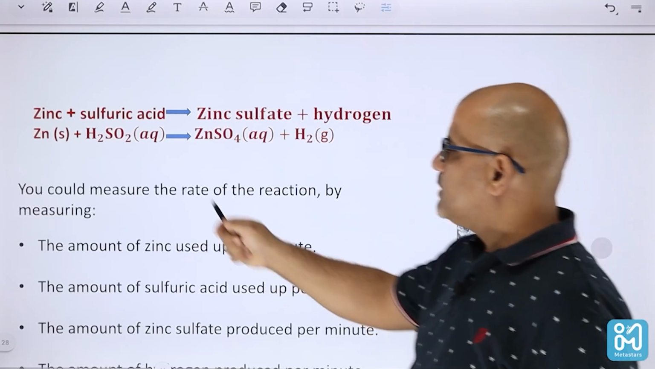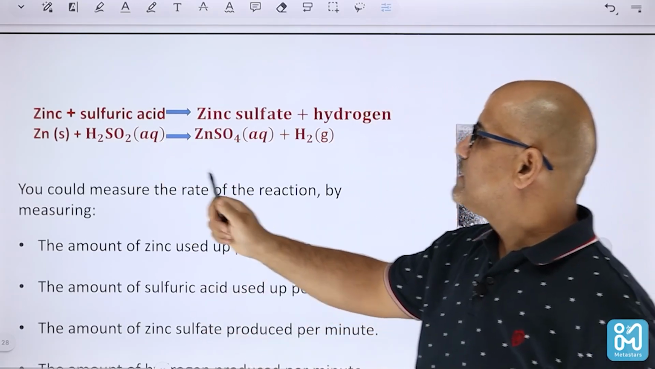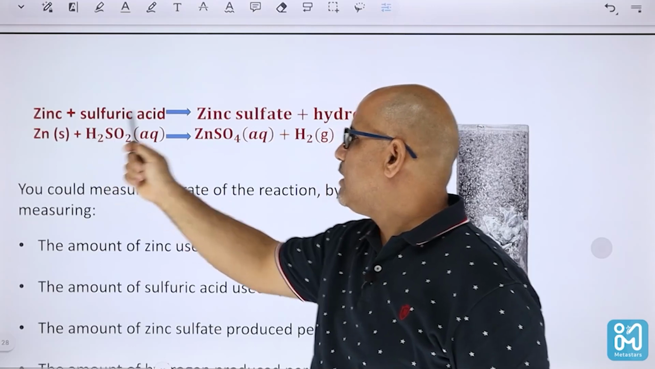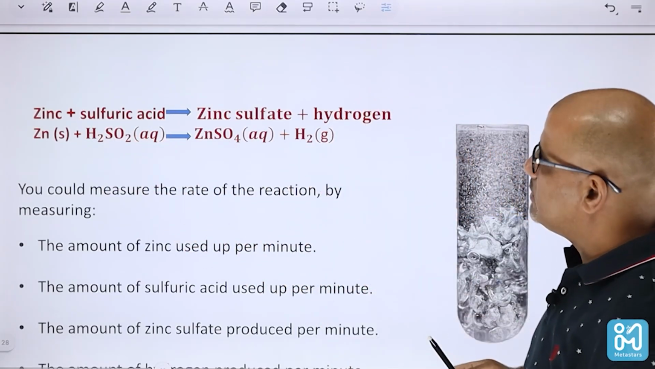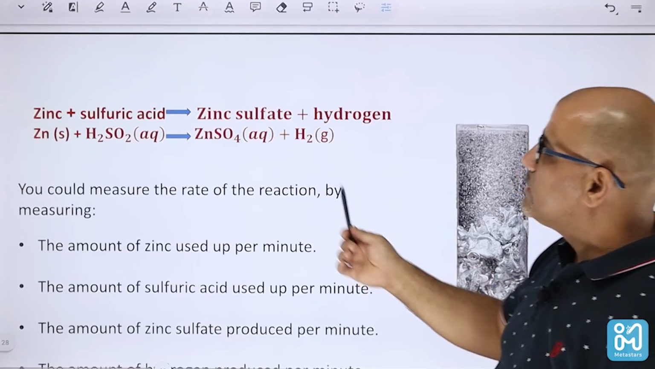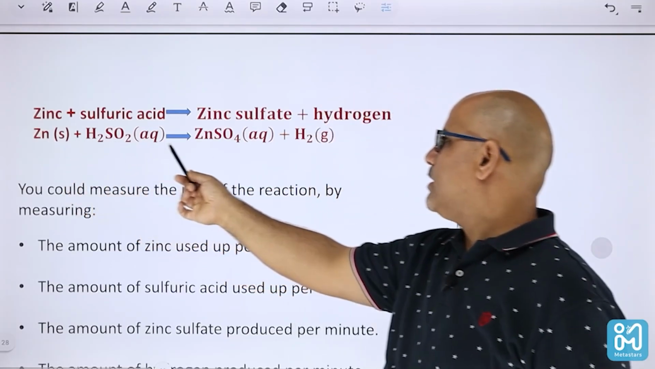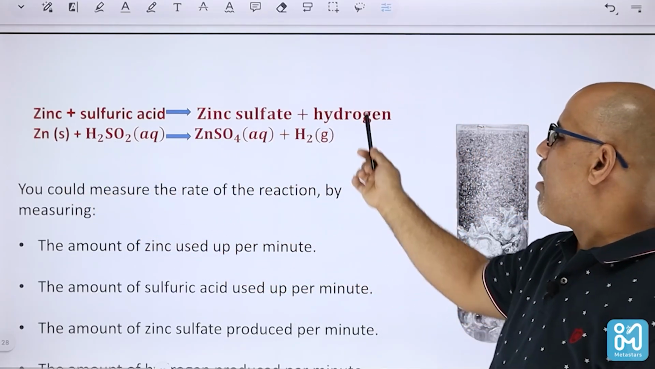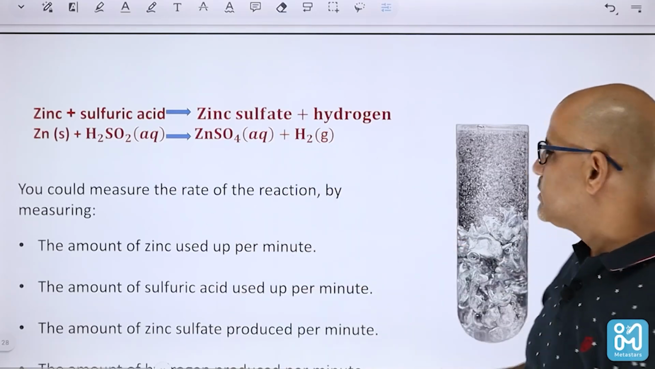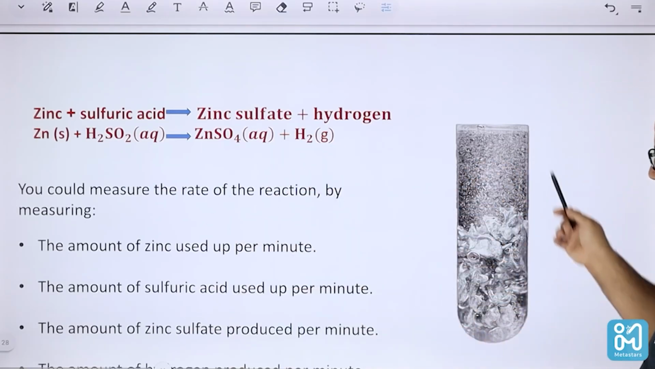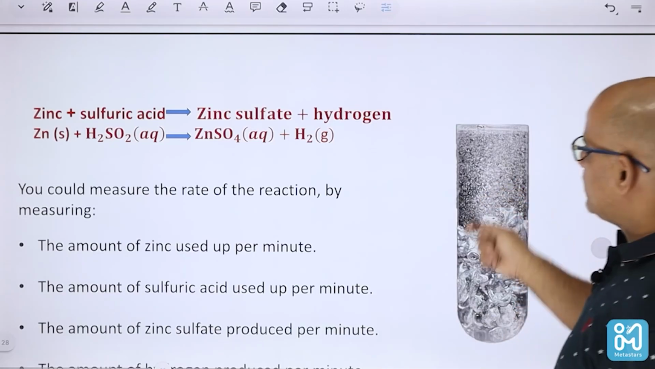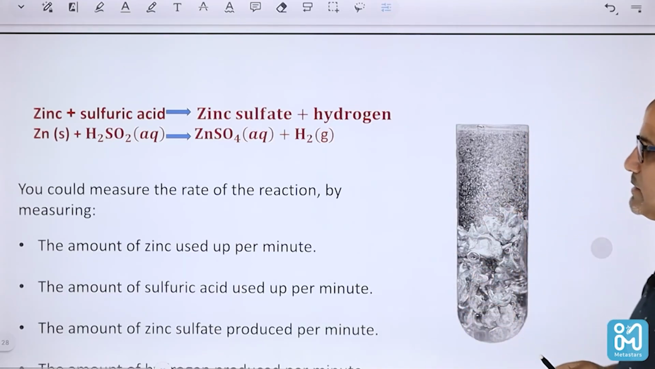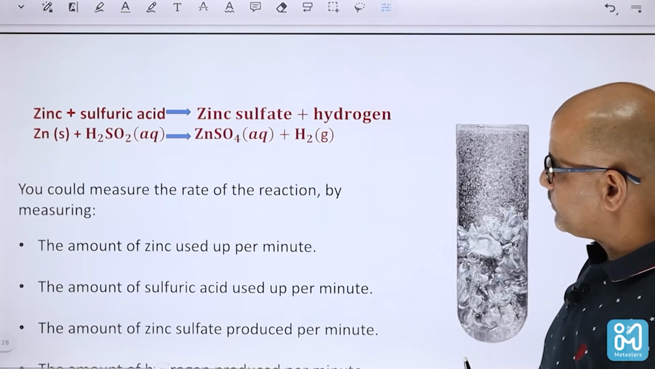Imagine that we have this chemical reaction which happens between zinc and sulfuric acid. The products are zinc sulfate and hydrogen. Here is the balanced chemical equation to show that hydrogen gas bubbles off in this chemical reaction. Here we have zinc, with which the hydrogen gas is produced.